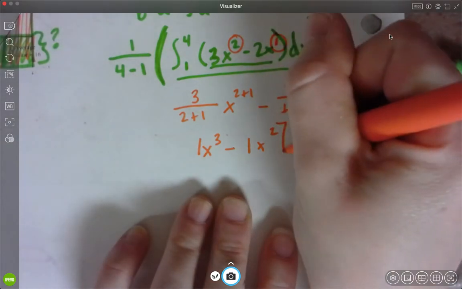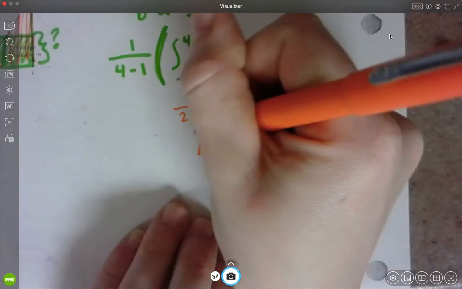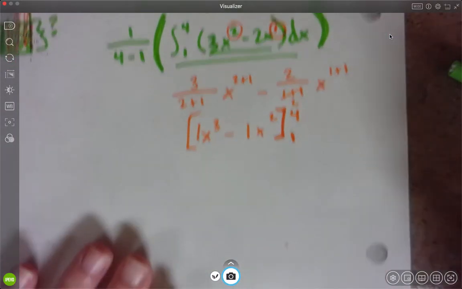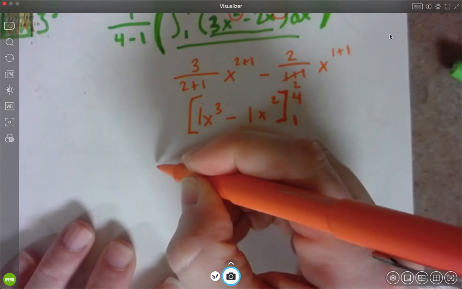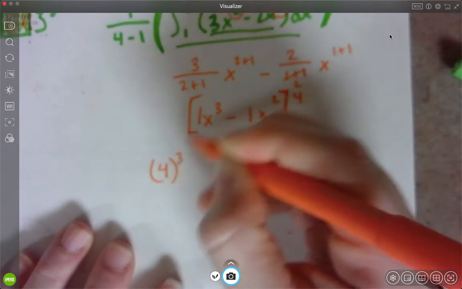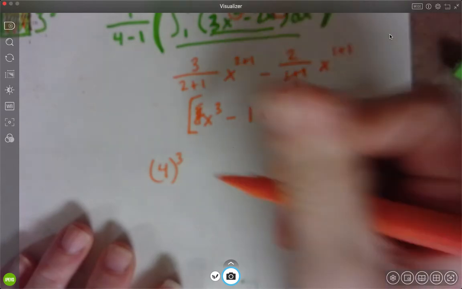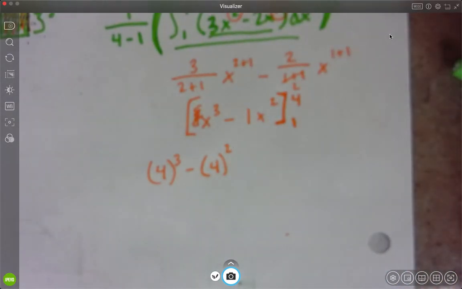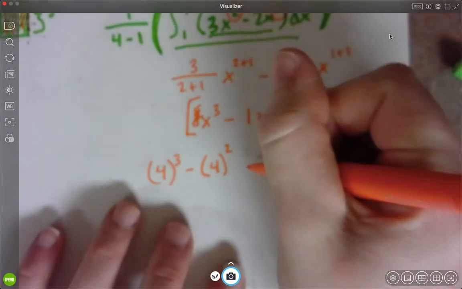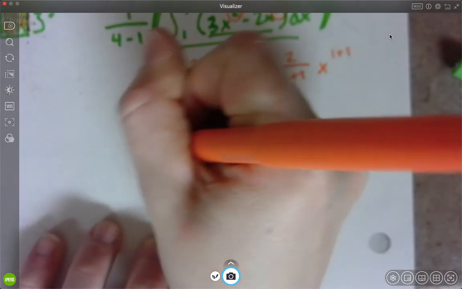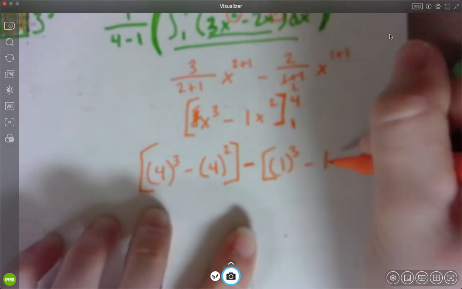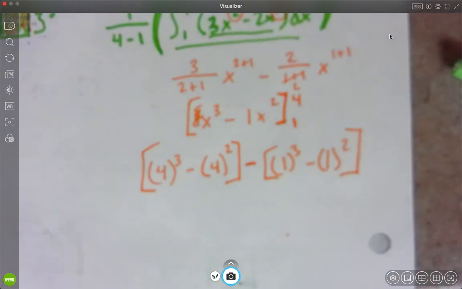Okay, and I'm going to use that bracket notation, and I need to plug in 1 and 4. Plugging 4 in first, I basically have 4 cubed. I'm going to get rid of the 1, I don't really need it in there. Minus 4 squared. So 4 cubed minus 4 squared, minus what I get when I plug 1 in. So 1 cubed minus 1 squared. And I need to figure out what that is.